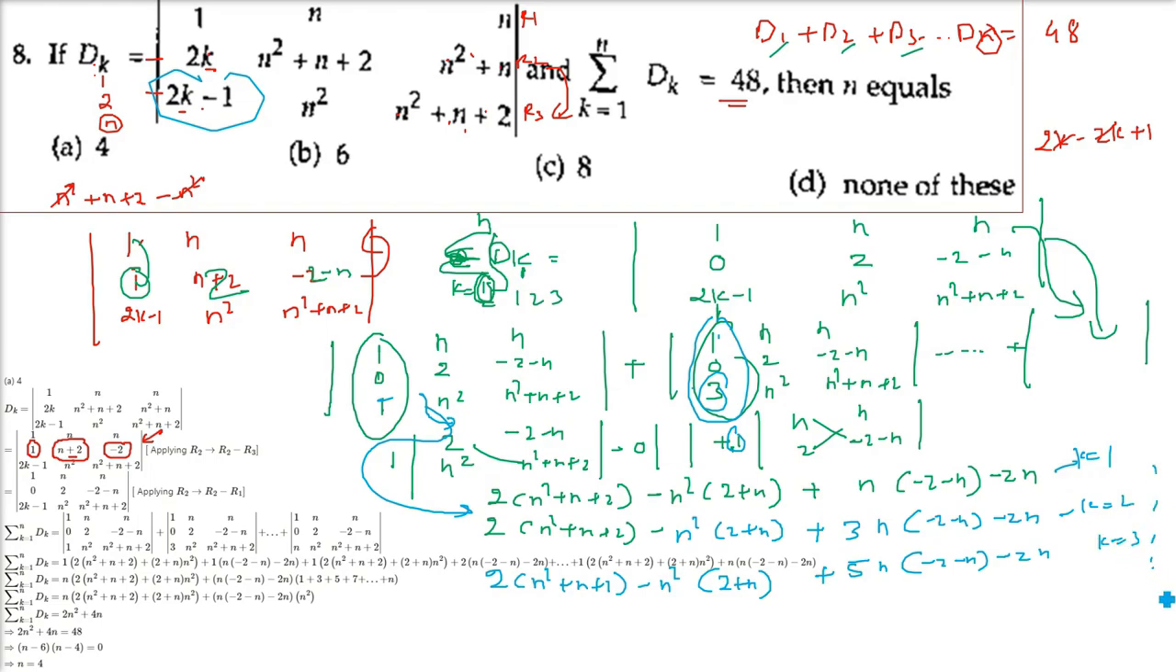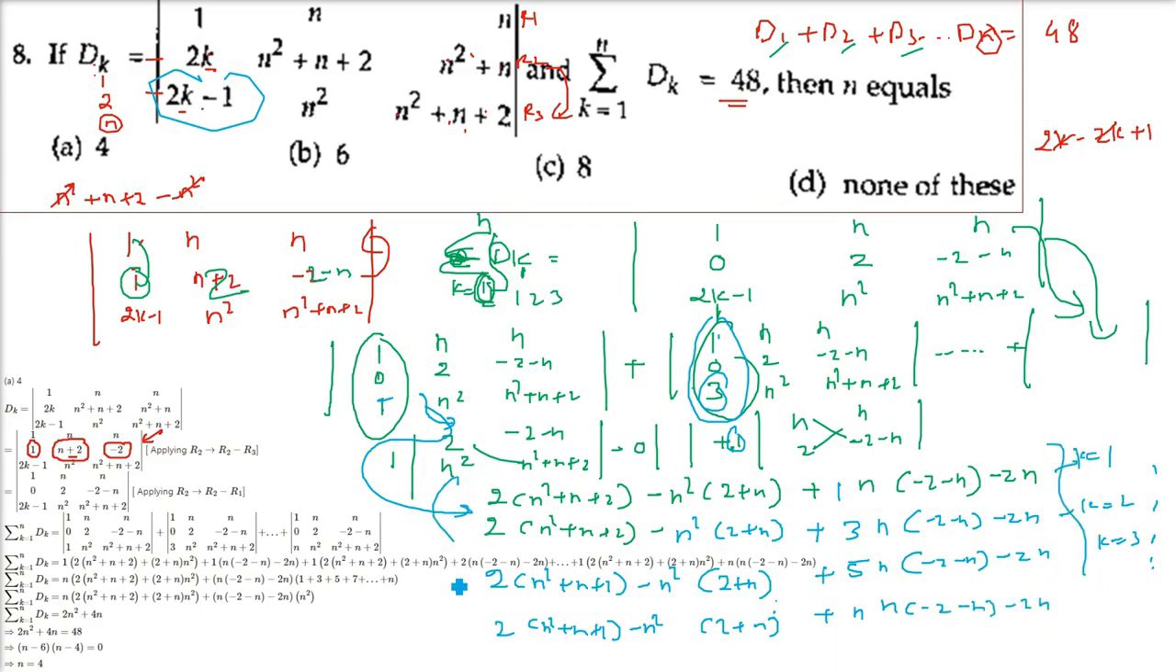So this will go on and on till n. When you put k equals n, this will go on and on. Right? So what will be the last one? This will remain same, it will not change. 2n square plus n plus 1 plus n square 2 plus n plus 1, 3, 5, and this will be n. So n minus 2 minus n minus 2n.